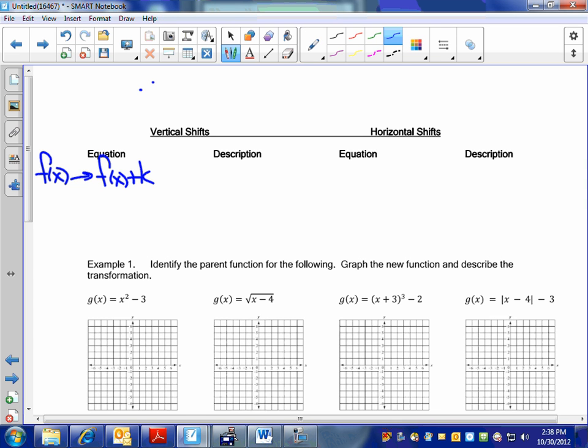The one that is example 1, we're on page 2. F of x maps to f of x plus k. Okay? So what happens here is this is a shift up or down k units. Is the k on the outside or the inside? It's on the outside. So therefore, it's vertical.